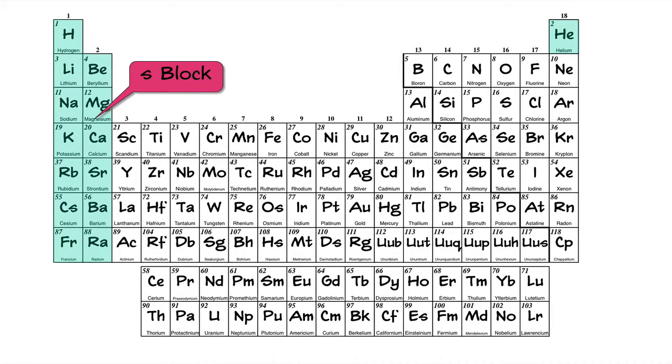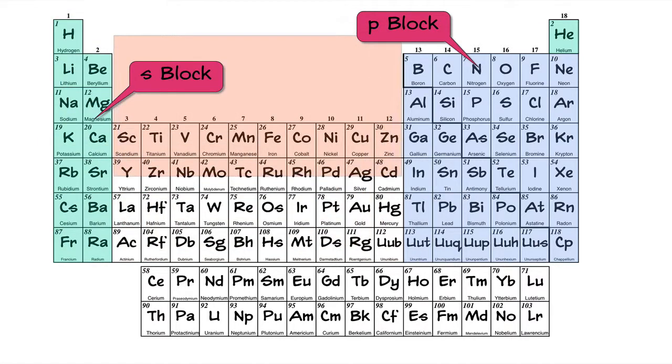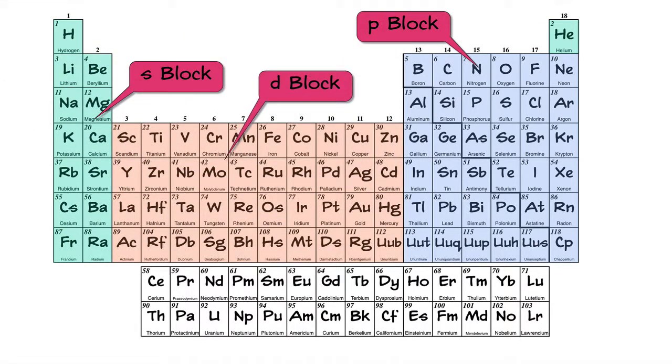The next block we're going to label is the P block, and that includes everything from family number 13 all the way to family number 18. In the middle, we're going to have the D block, and that includes all the transitional elements. And for our last block, no prizes for guessing, this is going to be the F block.